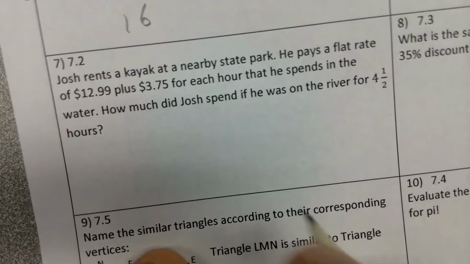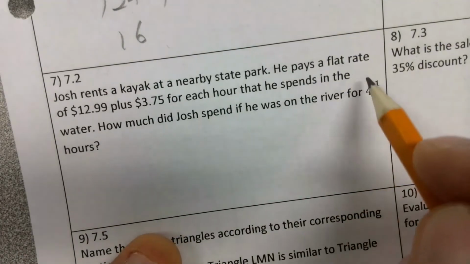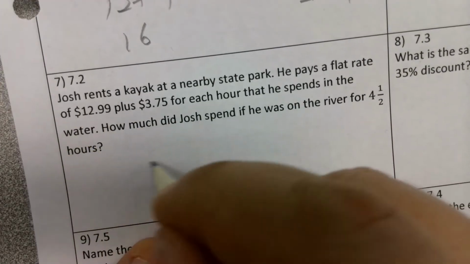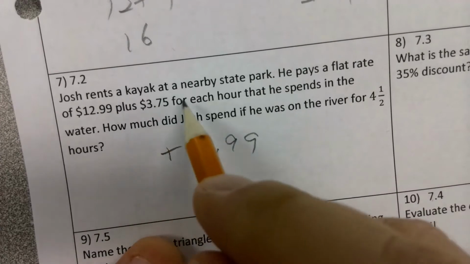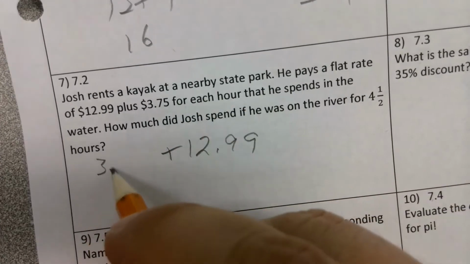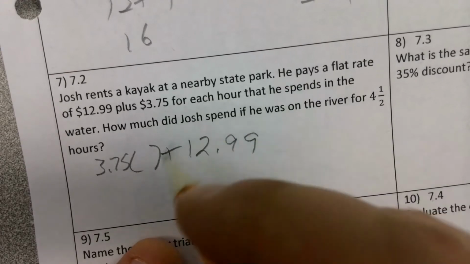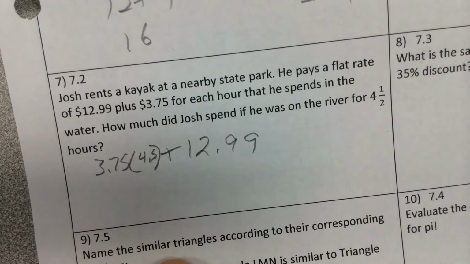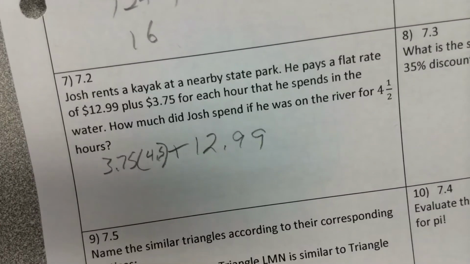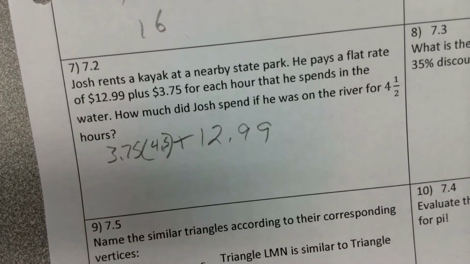This one. Okay. We've got flat rate of $12.99. So that means no matter what, he's paying $12.99. $3.75 per hour. We don't know what the hours are, but then they tell us that it's 4.5 hours. I'm going to go ahead and put it in as 4.5. All right. Now this is where you can get a calculator. You could even type this entire thing in your Desmos calculator and it'll work.